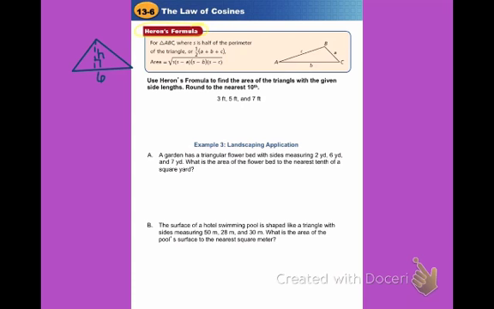Well, oftentimes we don't know that, and the process to actually find that can be very difficult and sometimes impossible. So what Heron's formula says is if you just know the three sides of the triangle, this formula will find the area. And this is how it works. The area formula is found by taking the square root of s times s minus a times s minus b times s minus c. Well, what does this s mean?